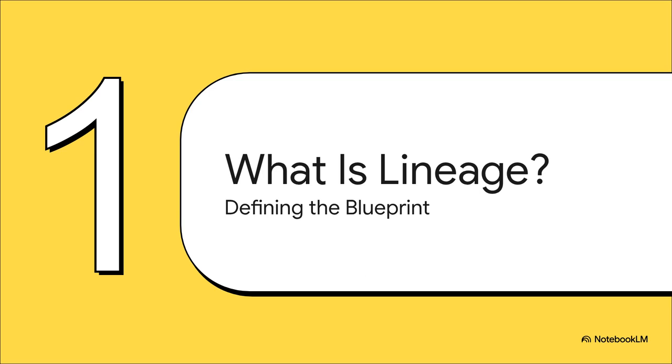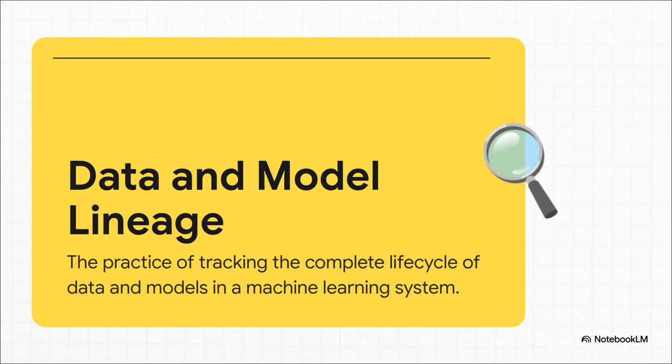Okay, first things first. What in the world is Lineage? Well, you can think of it as the foundational blueprint for any ML system you're trying to build reliably. At its heart, data and model lineage is all about tracking the entire life cycle of your data and your models. It really is that detailed audit trail. It records everything: where your data came from, every single change made to it, how it was used to train a model, and finally, where that model ended up in production. It's the model's entire life story, from raw data all the way to a prediction.